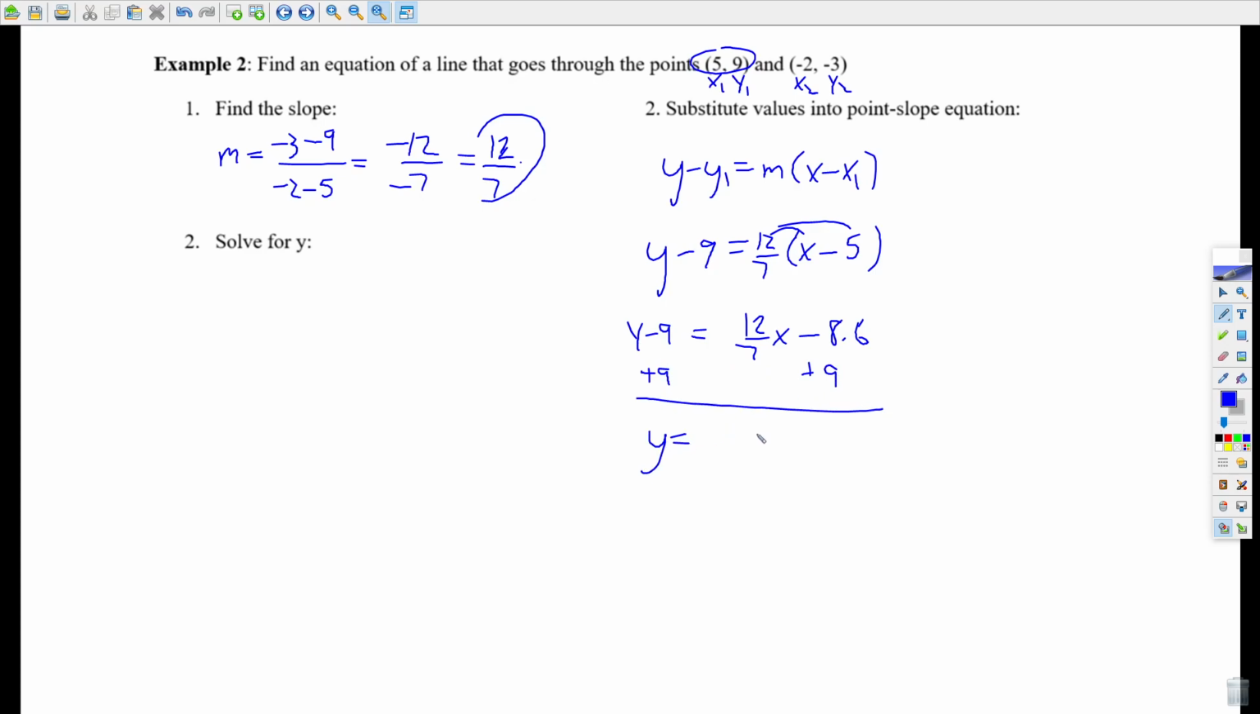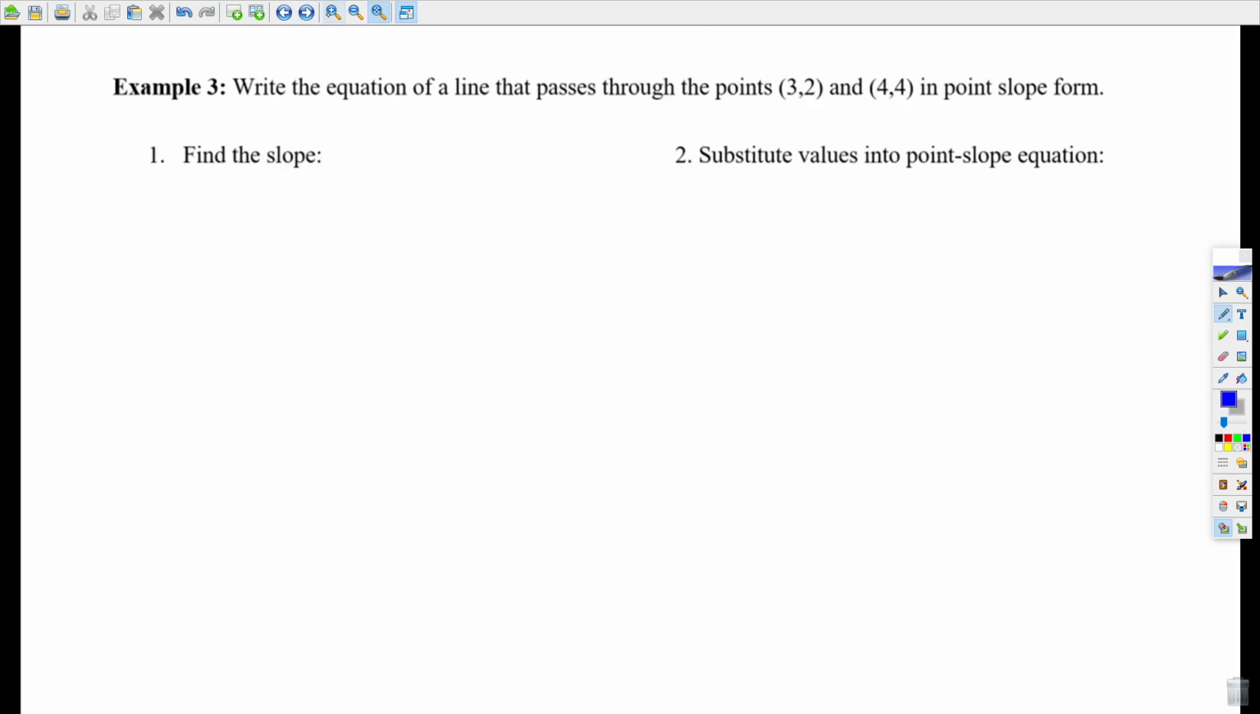All right, now we have it in the right form. 12 over 7x, and then we have to do negative 8.6 plus 9. So that'll be a positive 0.4. There's our equation. So we could graph this now. And again, it goes through these 2 points. All right, we have one more, and then we'll do a word problem.